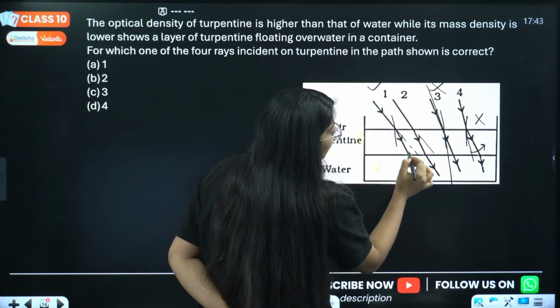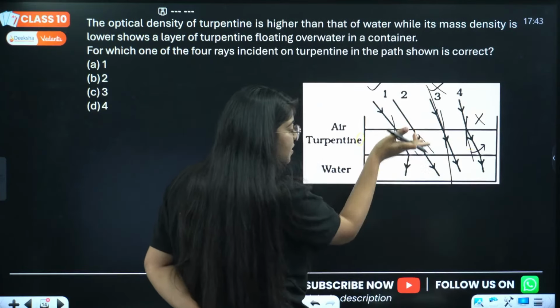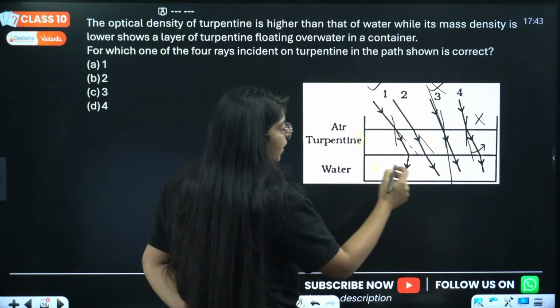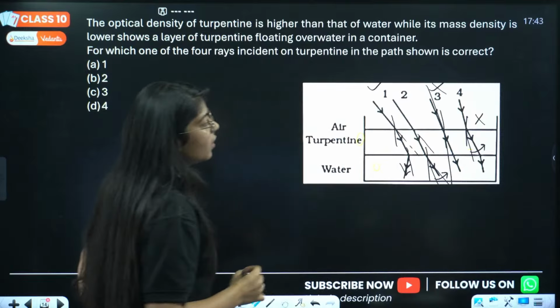Now look at this part when it is coming out of the oil. Now this is the normal, right? But it is deflecting somewhere here, which doesn't really make sense, right? It should go away from the normal. Now here it should go something like this, but it is going toward the normal.